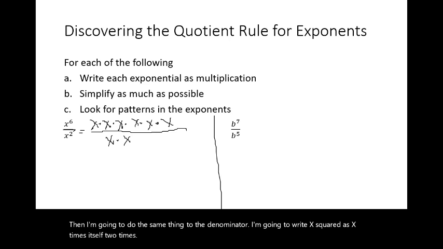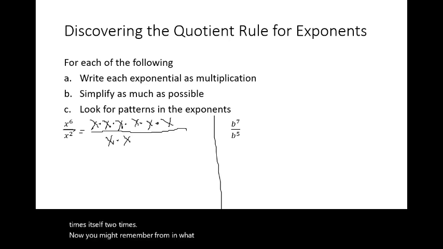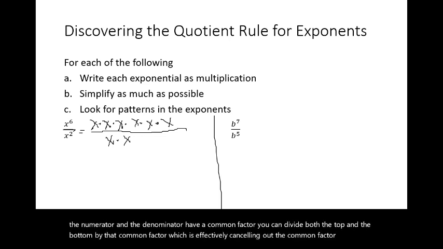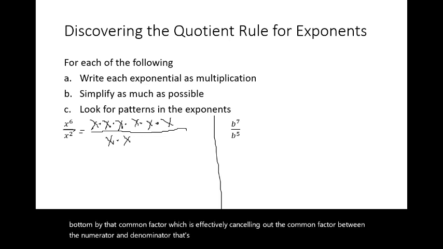Now you might remember from whatever math course you covered fractions in, that if the numerator and the denominator have a common factor, you can divide both the top and the bottom by that common factor, which is effectively canceling out the common factor between the numerator and denominator. That's how you reduce fractions to lowest terms. You may also remember that anything divided by itself is 1, and that does apply to variables.